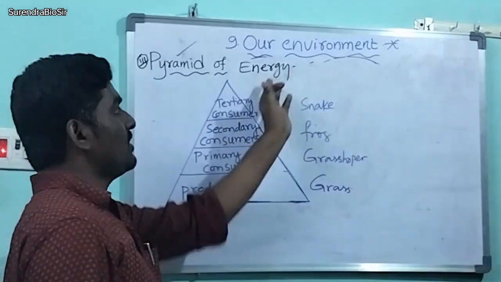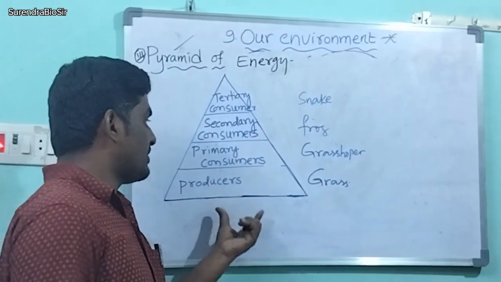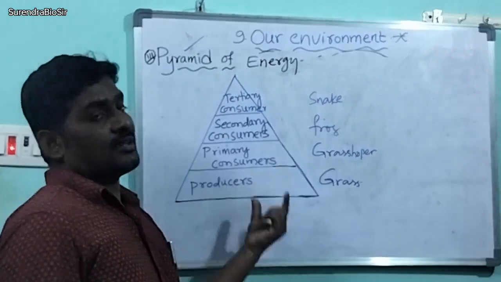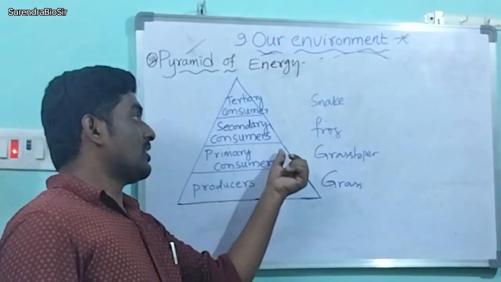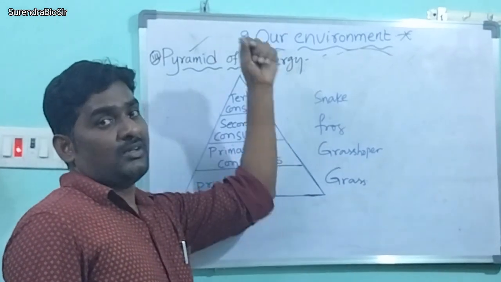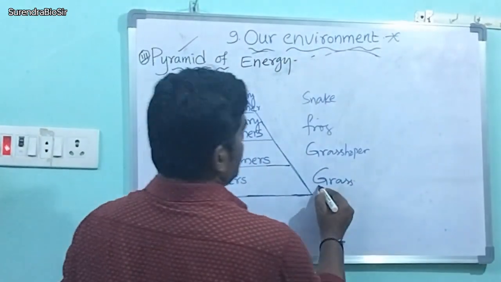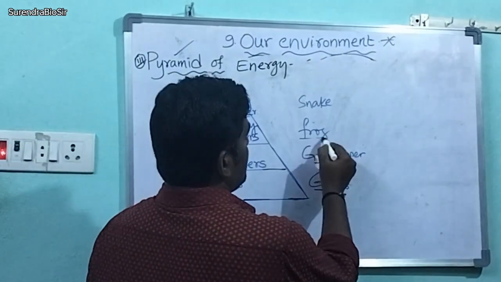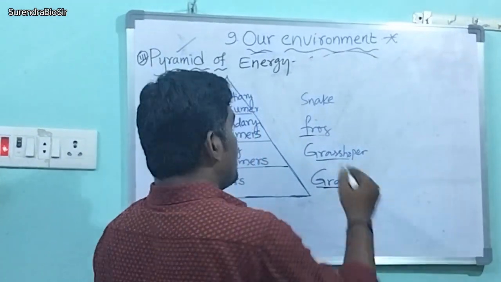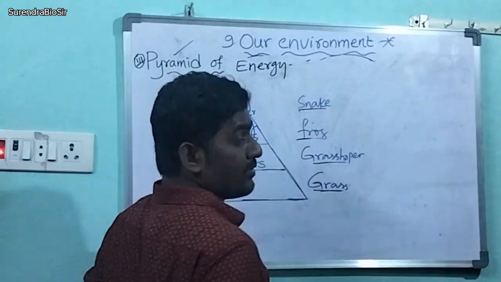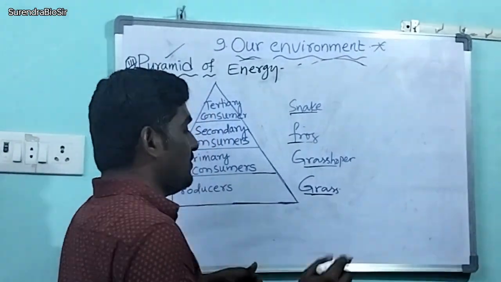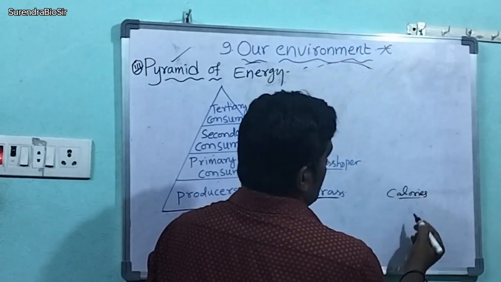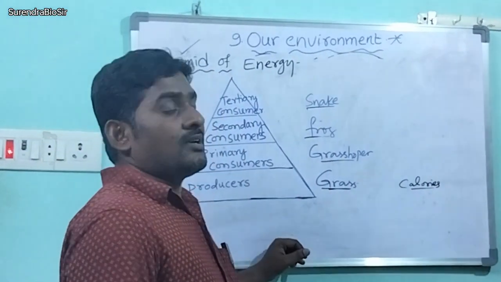What is the pyramid of energy? If you observe the trophic levels from here to here, what will happen? The energy is transferring from one trophic level to another. Whenever the grass is eaten by a grasshopper, it is getting some energy. Next the grasshopper is eaten by a frog, and the frog is getting energy, and the snake also eats the frog and also gets energy. What are calories? Calories are the units of energy.